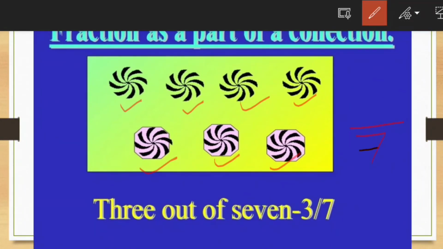So the denominator, which means the total number of figures, is 7. And can you identify that here 4 are kept in a box simply, but 3 are kept in a pink box. Yes, so we will take all the different ones together and write it here. So here our fraction in a collection becomes 3 upon 7. Correct? Let's see one more example.